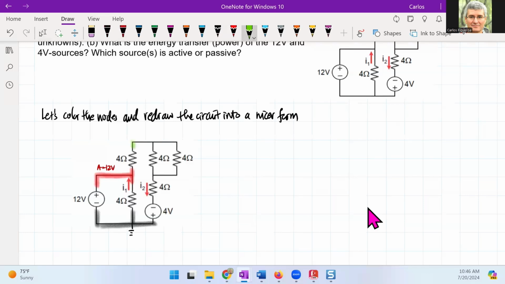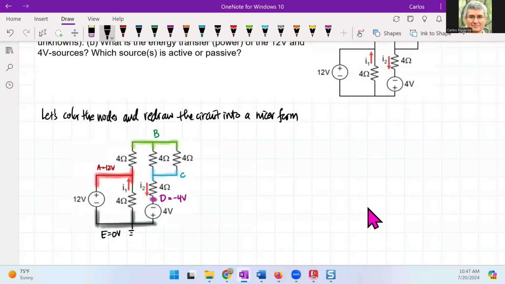Then I'll go to my next node, which I'll call B. And then finally, nope, I have two more nodes. Then I'll call this node C. And then there's a node right here, relative to the ground, I'm going to call this D. But that node relative to the ground, note that the source's opposite is minus 4 volts. So if I choose that as D, then E is my ground.